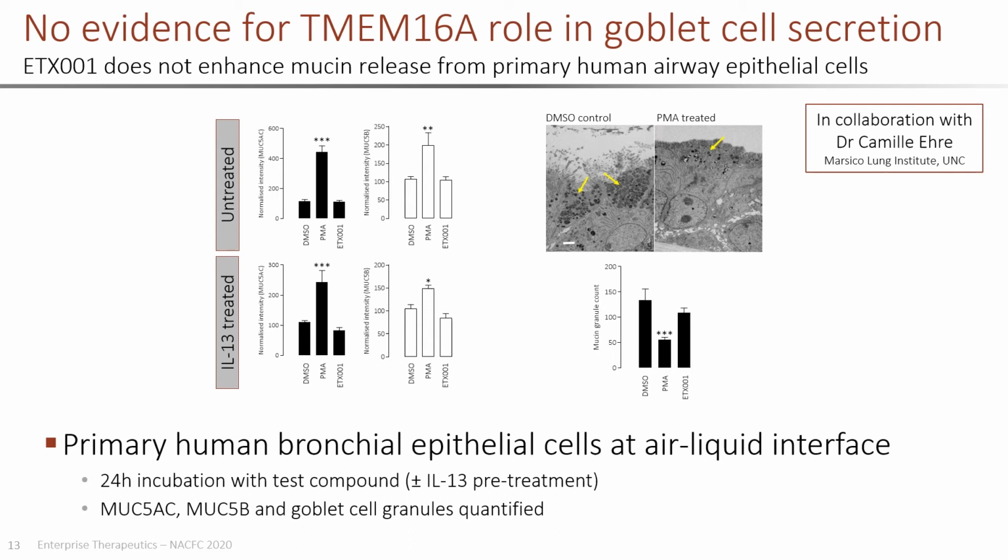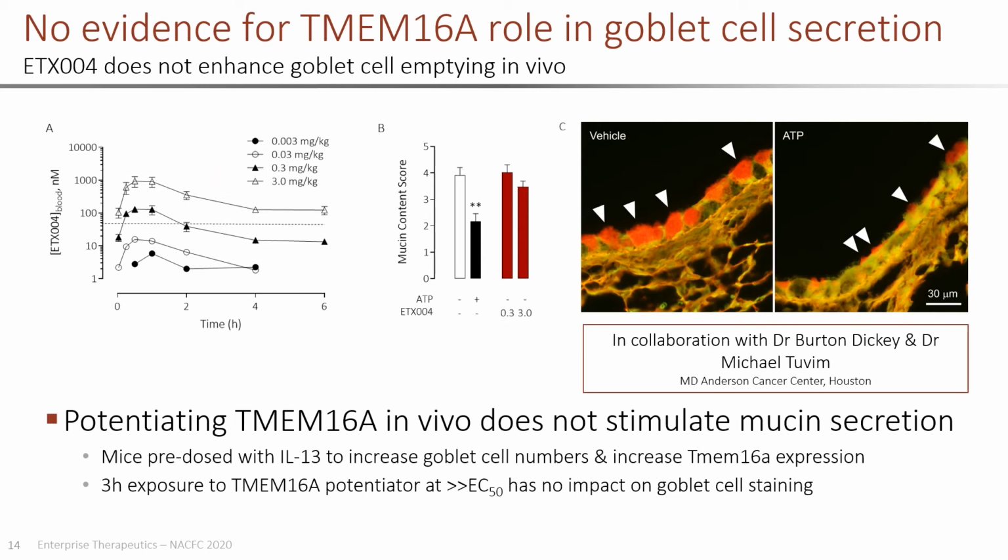And under these conditions, again, Camille could see no evidence of an increase in either MUC5AC or MUC5B secretion induced by the TMEM16A potentiator. So no evidence in an in vitro setting that TMEM16A is playing a role in mucin secretion from primary human airway epithelial cells. So we then moved in vivo and collaborated with Dr. Burton Dickey and Dr. Michael Tuvin from the MD Anderson Center, where they are experts at looking at mucin release from the airways in vivo.